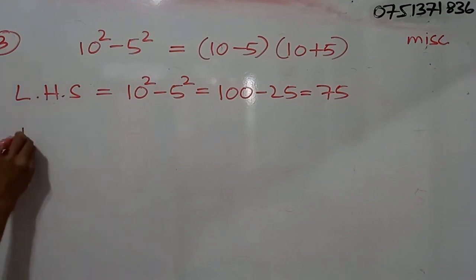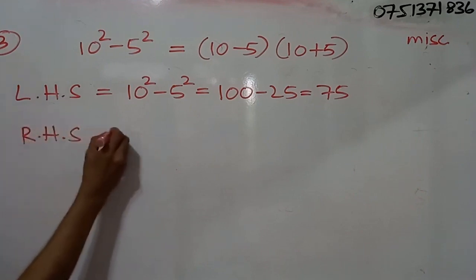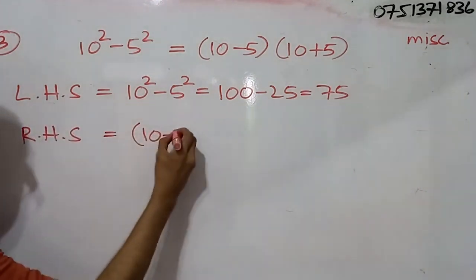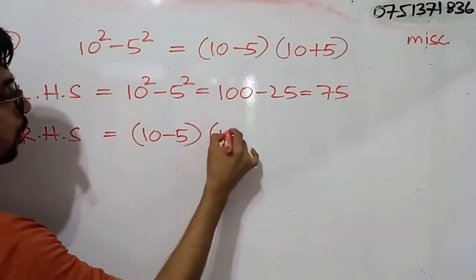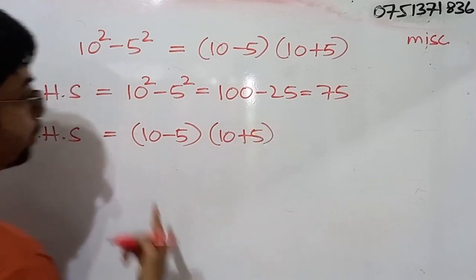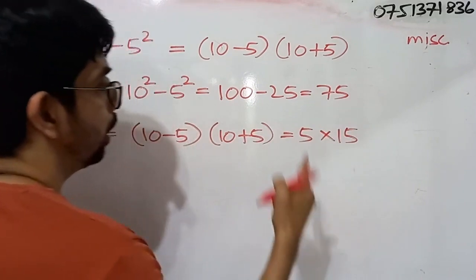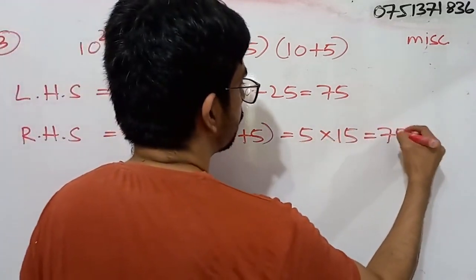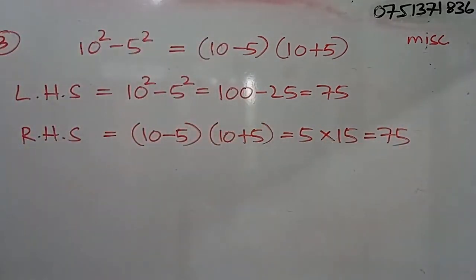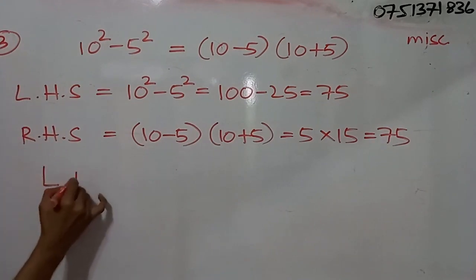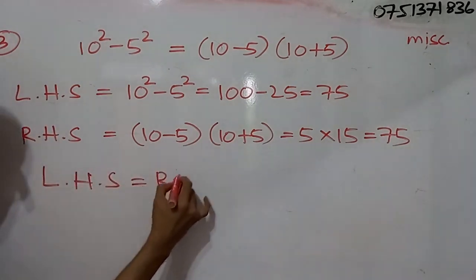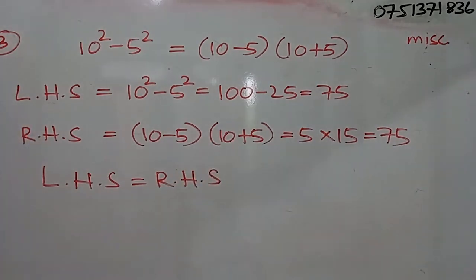Okay. Then the right hand side. So 10 minus 5 and 10 plus 5. 10 minus 5 means what? 5. 10 plus 5 means 15. 5 into 15, that will be what? 75. So here also, left hand side is equal to right hand side. So we can write left hand side is equal to right hand side. That means the statement is true. Right.